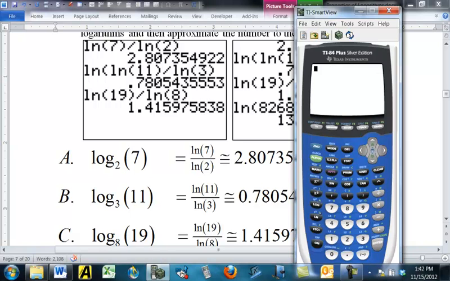Alright, so let me go ahead and do the whole screen. ln of 7 divided by ln of 2. This should be ln of 11 divided by ln of 3. And then ln 19 divided by ln of 8. And that should replace that screen there.